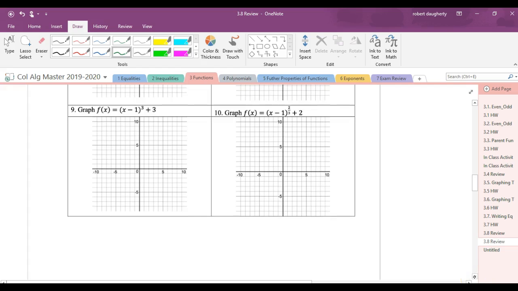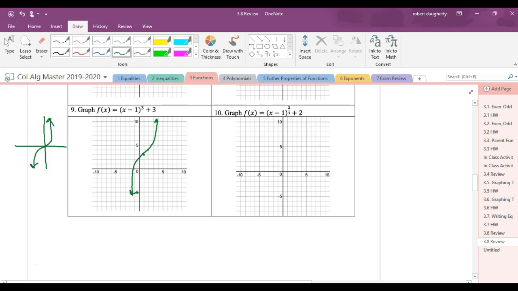x minus 1 cubed plus 3. That's based on the parent function of x cubed, which looks about like this. So this minus 1 means it is moved to the right 1 and up 3. So 1, 1, 2, 3. So that's going to be the origin point here. And so what you see here in this graph is it does something like this.